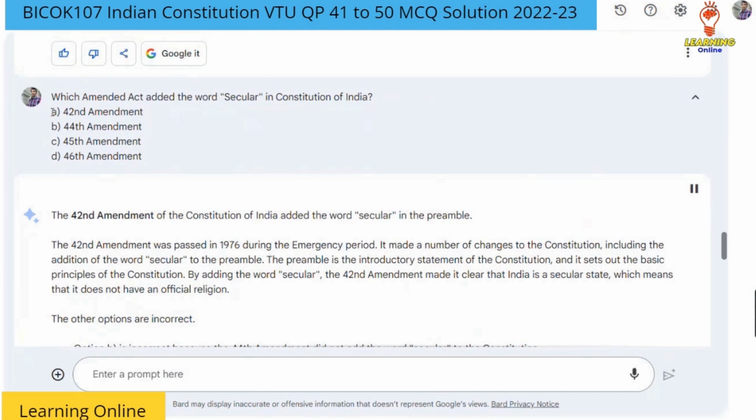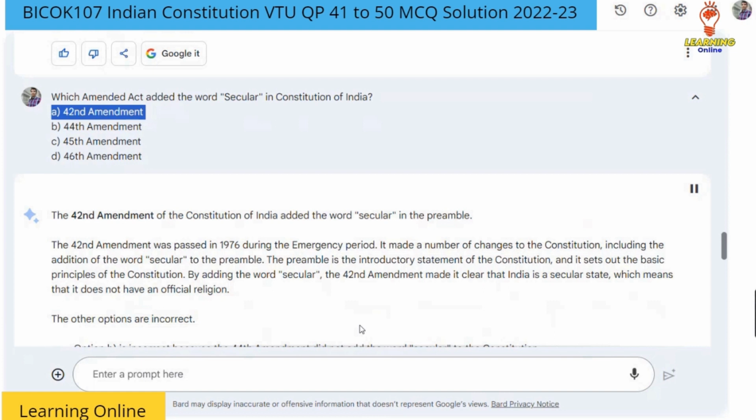The 42nd Amendment of the Constitution of India added the word secular in the preamble. The 42nd Amendment was passed in 1976 during the emergency period. It made a number of changes to the Constitution, including the addition of the word secular to the preamble. The preamble is the introductory statement of the Constitution, and it sets out the basic principles of the Constitution. By adding the word secular, the 42nd Amendment made it clear that India is a secular state, which means that it does not have an official religion.